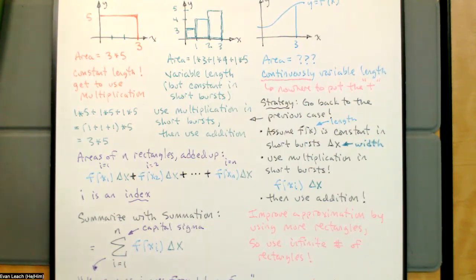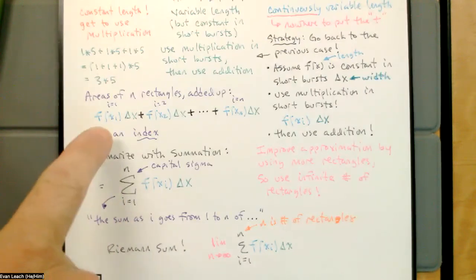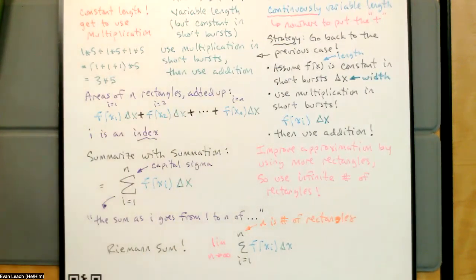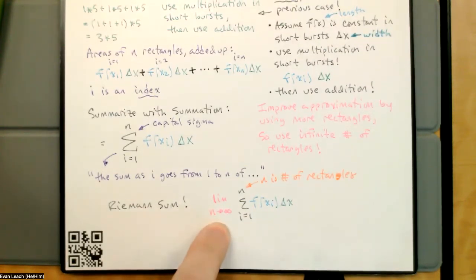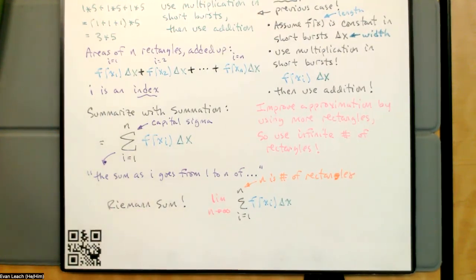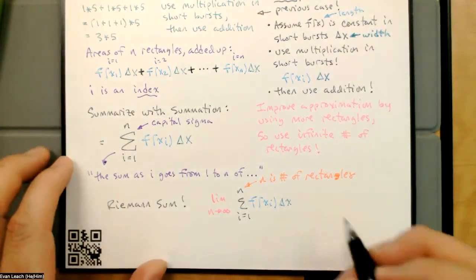So we model our continuum with an indexed set. This is a discrete set. We model it with an indexed set where we can put the plus signs and think, what happens if we just have an infinite number of terms? How's everybody? Okay. What this becomes is what we call a definite integral.